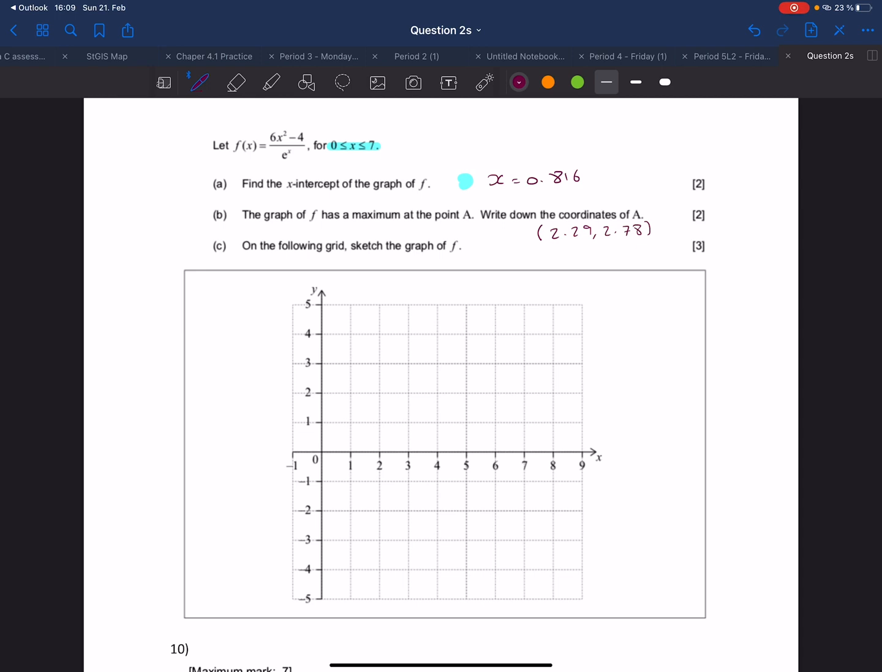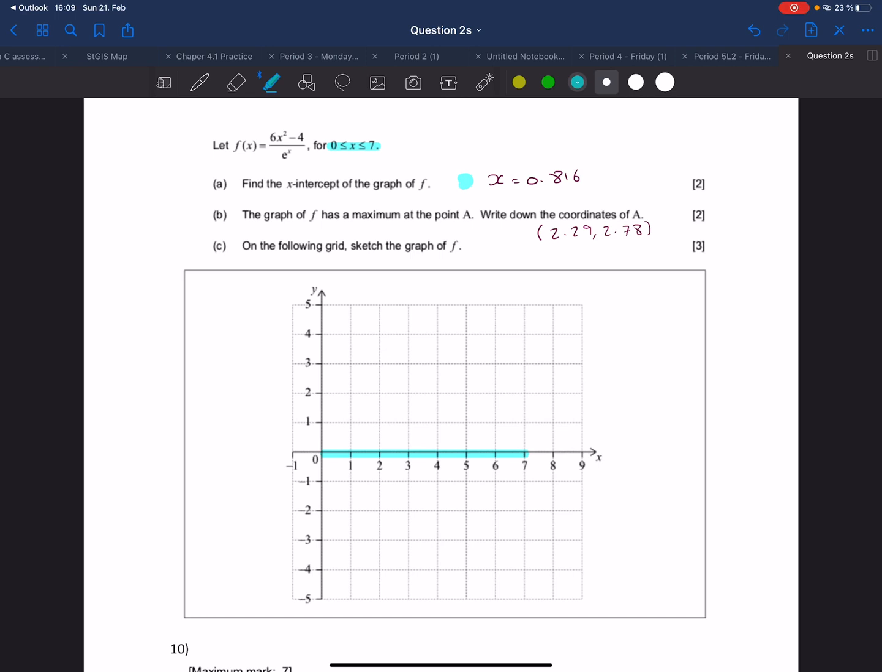So the first thing I notice is it asks me to show the graph just between x equals 0 and x equals 7. So I only want my graph to exist between those points. And if it goes past those points, I'm going to start losing marks.